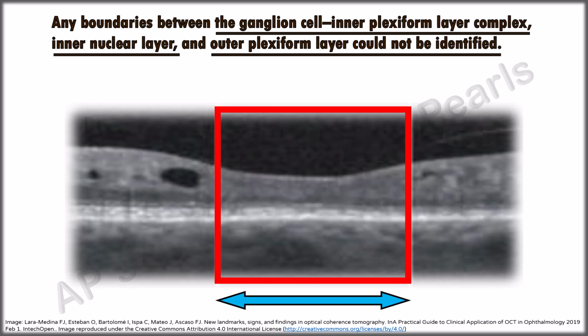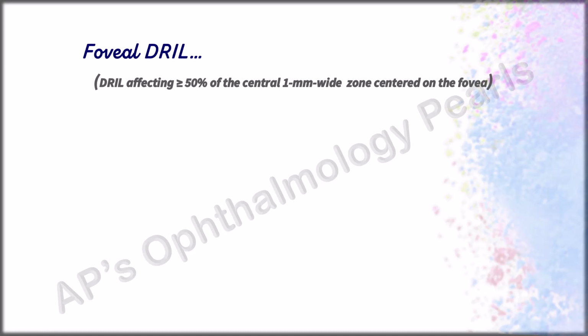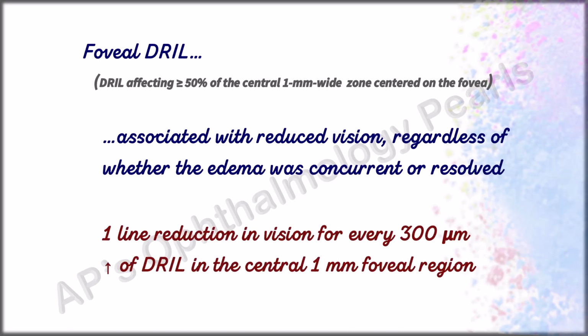These criteria do not change regardless of the presence of other OCT findings. Sun et al. found that foveal DRIL, that is DRIL affecting greater than or equal to 50% of the central 1 mm wide zone centered on the fovea, was associated with reduced vision regardless of whether the edema was concurrent or resolved. They also found a one-line reduction in vision for every 300 micron increase of DRIL in the central 1 mm foveal region, and found this correlation of vision change with a change in DRIL to be more robust than any other OCT parameter.